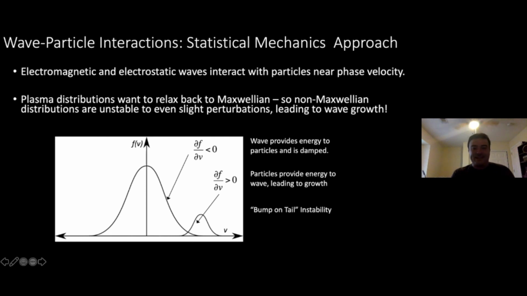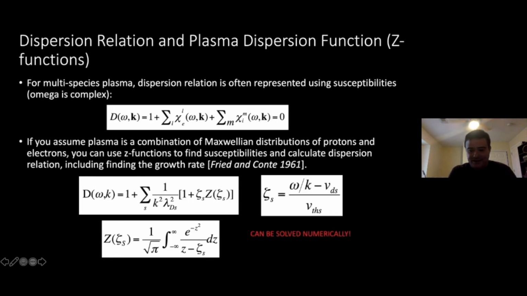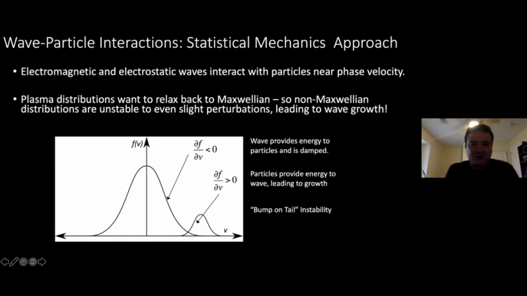This is an example. We can say these are either electrons or protons. For our purpose, it doesn't really matter. And essentially, what you look at is if you have an electromagnetic or electrostatic wave, it will interact with particles moving at velocities near its phase velocity. And so there is a theorem called the Penrose condition that basically says that the growth or damping of the wave depends on the slope of your distribution function.